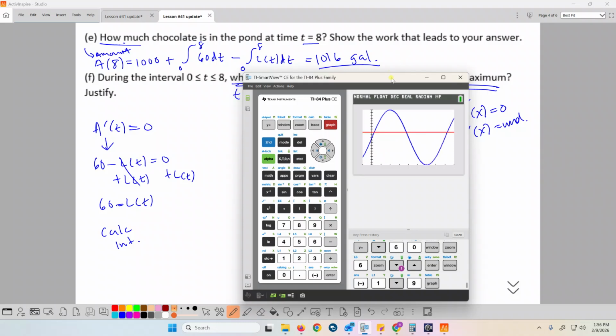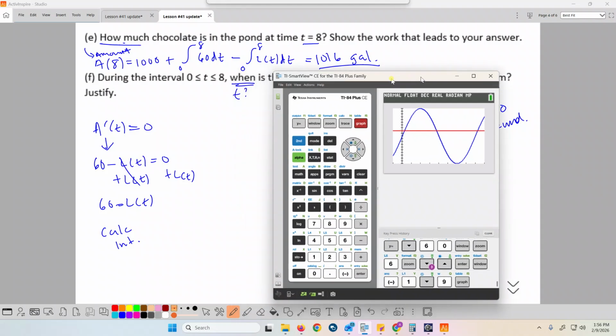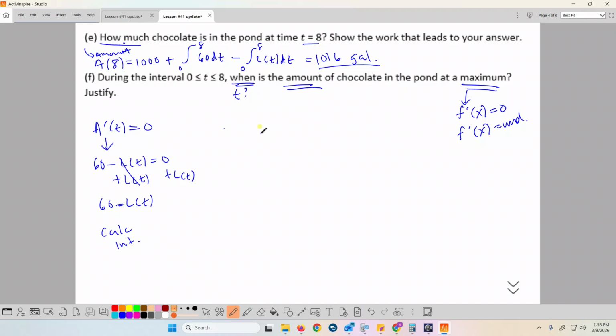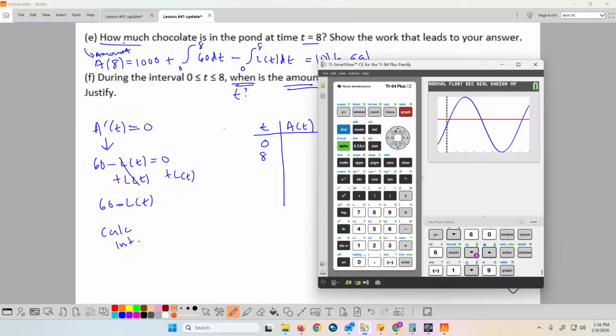Perfect. Okay, so when we're doing our candidates test, we want to know when A prime is 0, right? But what does this tell me? This tells me when the amount of chocolate is at a maximum, okay? So this is really a candidates test, and that means that I'm looking for a time when the amount of chocolate is at a maximum. I'm looking for a maximum at the end of the day, okay? Now, candidates tests, you want to include your endpoints here. So we want to include 0 and we want to include 8. But now we're going to see where these two functions intersect, okay?